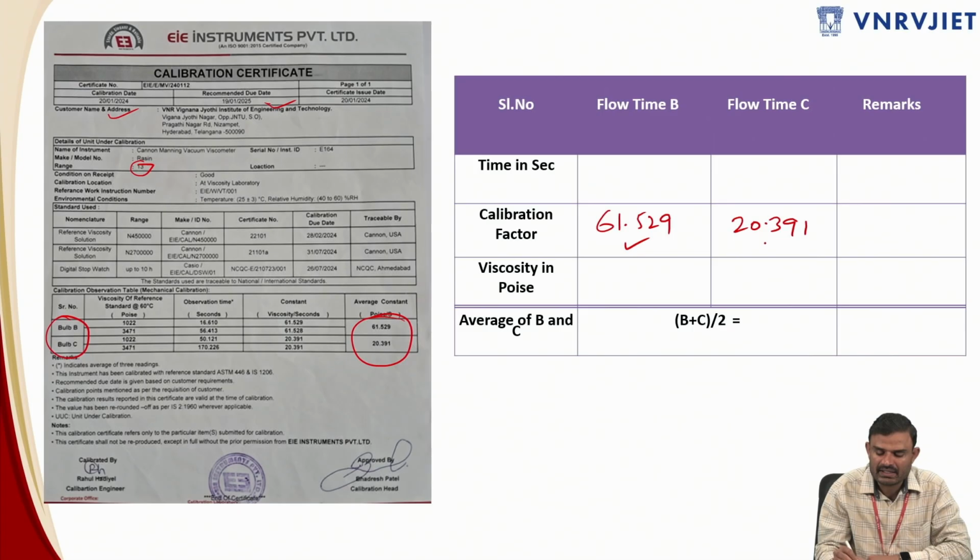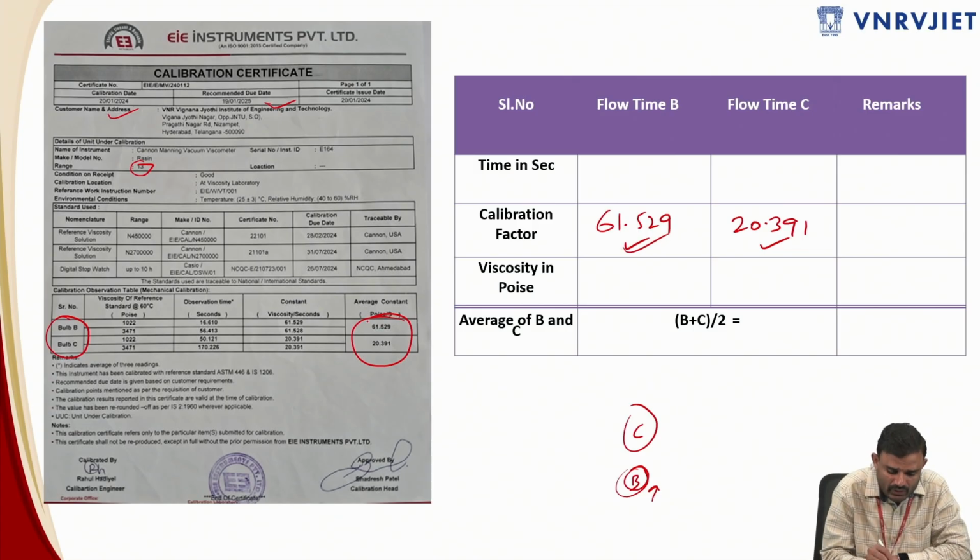You also have to understand there is a difference between the calibration constant for bulb B and bulb C. You know that bulb B is at the bottom condition and bulb C is the top condition. So this is the beginning of the test. So you are having so much of resistance, because of which you are going to have a higher calibration constant when compared to that of bulb C. And you also have to make a note of the value. So this is very important.